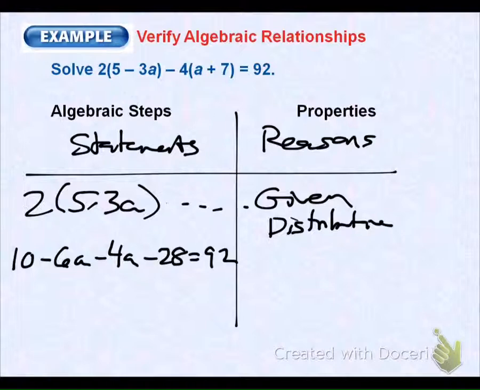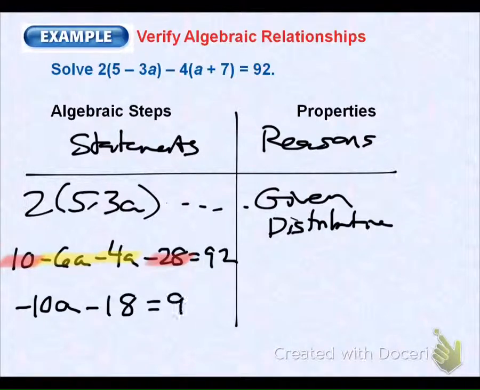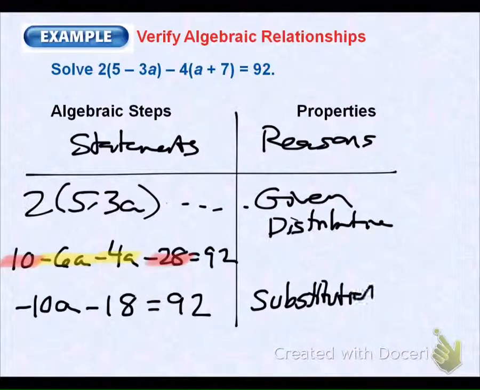The reason is, you would combine these two, they're like terms, right? Negative 6a minus 4a would be negative 10a. And then you could also combine these like terms. 10 minus 28 would be negative 18. Our justification for this, we call substitution. Substitution is another word for combining like terms. The reason is because we substituted in negative 10a for this piece, and we substituted in negative 18 for 10 minus 28.